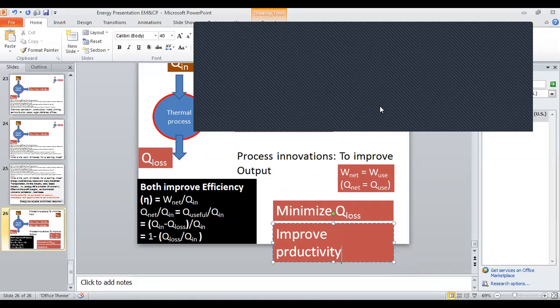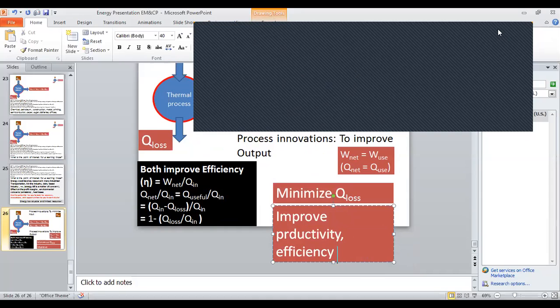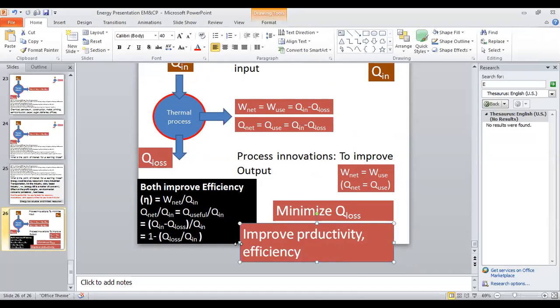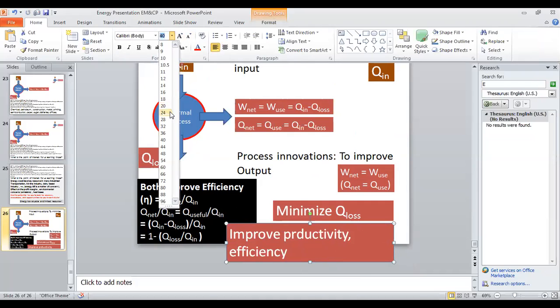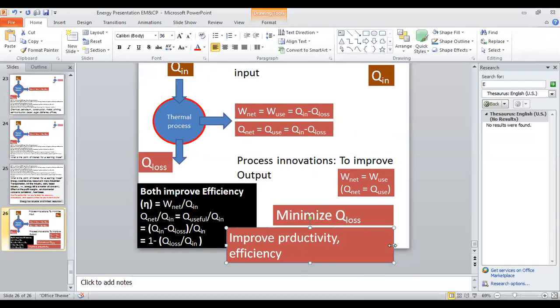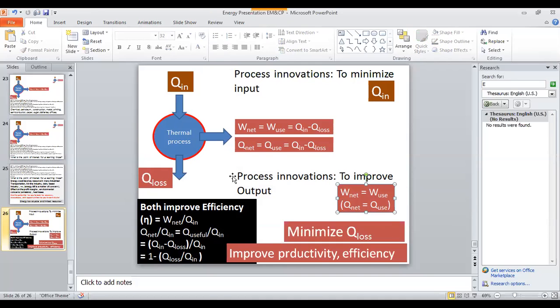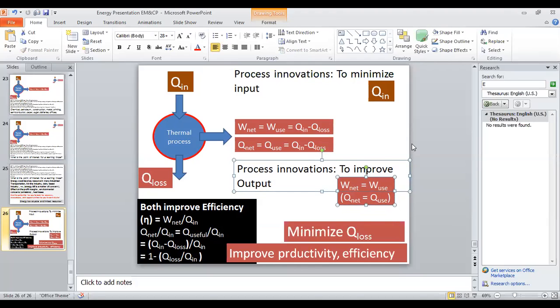Or efficiency. So that is what is done by means of this. Improve productivity and efficiency. That is very, very important.